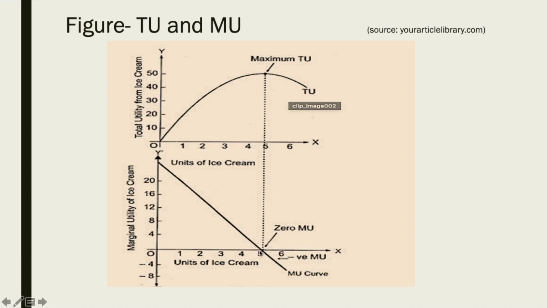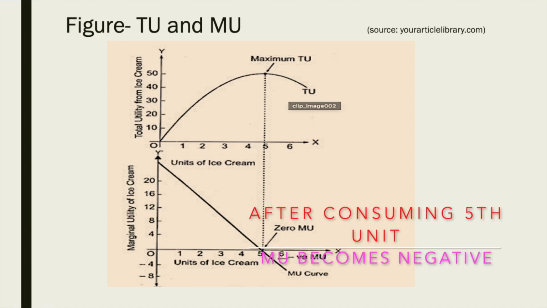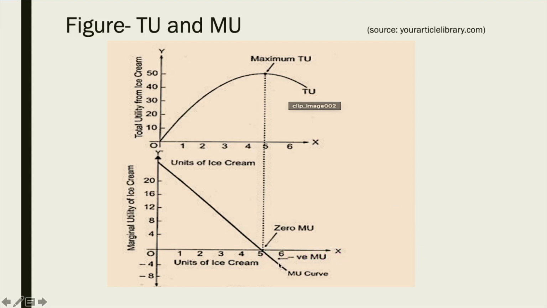The point to be noted here is that when marginal utility reaches 0, total utility attains its maximum value. This point is known as the point of satiety or the stage of maximum satisfaction. After consuming the sixth unit of ice cream, the marginal utility is negative. This is known as disutility because the total utility starts diminishing. Disutility is the opposite of utility. It refers to the loss of satisfaction due to the consumption of too much of a thing.